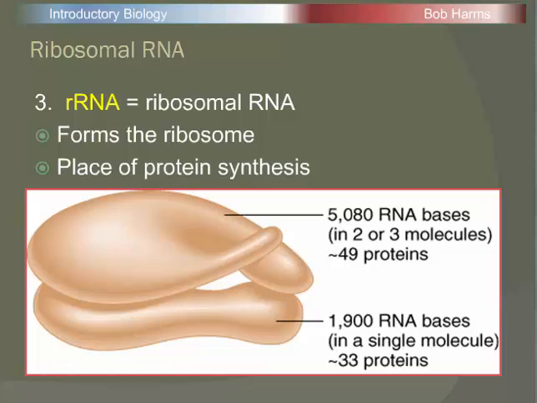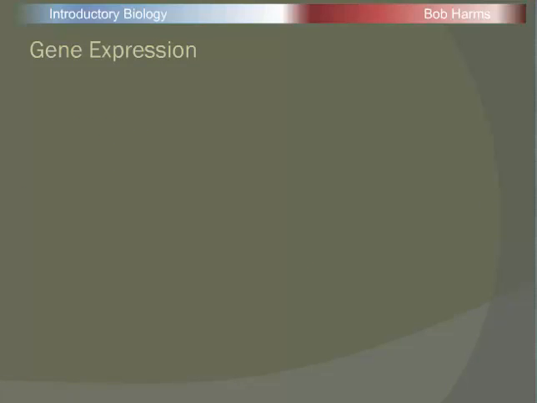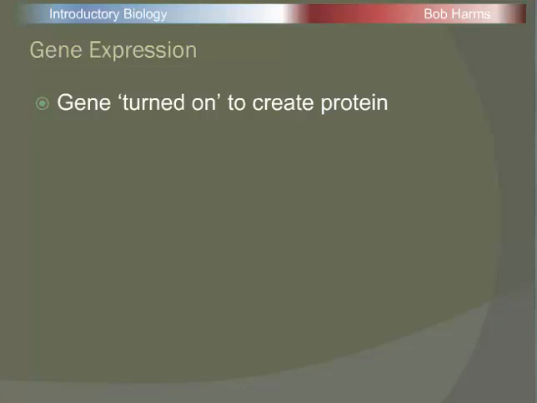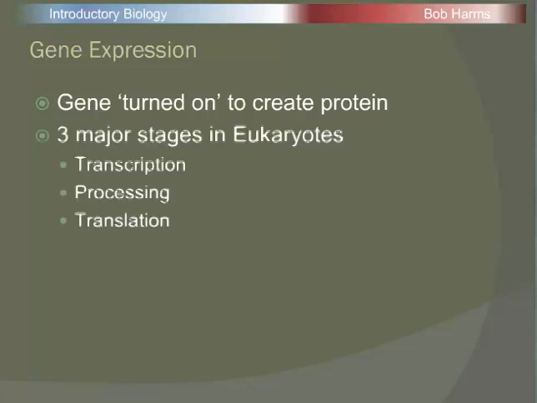If we take a look at gene expression then, and again, gene expression just means the gene is turned on. We're going to undergo our DNA to RNA to protein process for a particular gene. In our eukaryotic cells, there are three major chemical steps here: transcription, processing, and translation. The transcription and processing both occur in the nucleus. Translation then is going to be the protein building out in the cytoplasm.